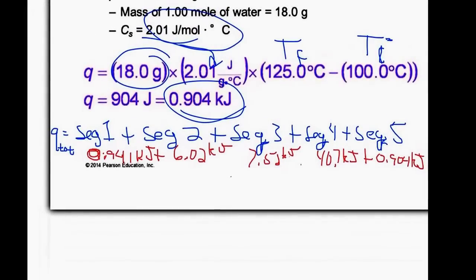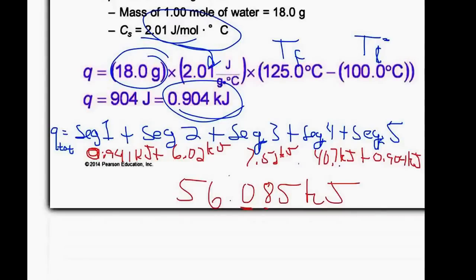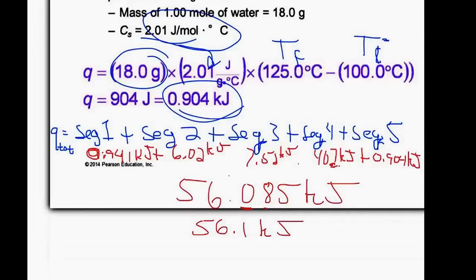We get 56.085 kilojoules. And then when we think about what's our significant digits, well, we only know it to the tenths place because of this one right there. So we can say 56.1 kilojoules. So that's how you would figure out that's a lot of kilojoules that got absorbed by 1 mole of ice going from minus 25 degrees Celsius all the way to 125 degrees Celsius.